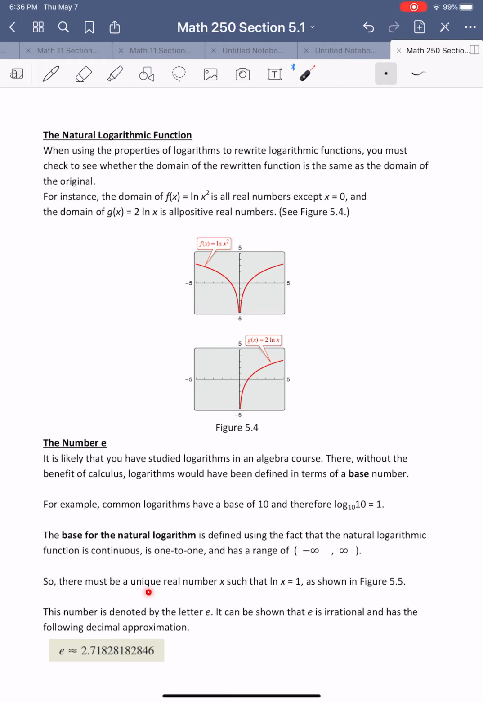So there must be a unique number x such that ln x is equal to 1, as shown in the figure over here, crossing at 1. And this number is denoted by the letter e, which is an irrational number that has the following decimal approximation.